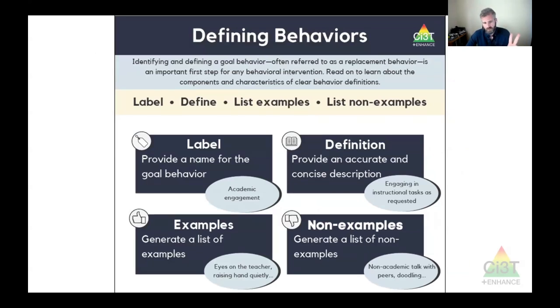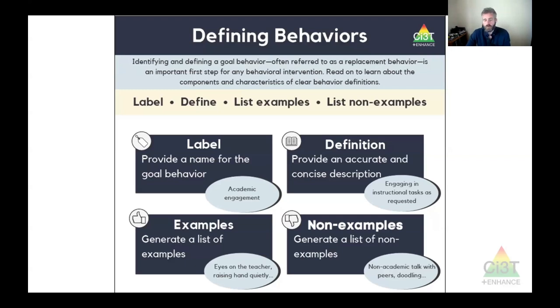We're going to define it very briefly. Academic engagement is engaging in instructional tasks as requested. And you might add on there that it's either passive or active, right? Either one would count as engagement. So the definition is there. It's very simple. Then we're going to give some examples. So what does engagement look like? It might look like eyes on the teacher, raising hand quietly. You might include some definitions of passive engagement, like waiting their turn to participate in an activity, waiting patiently for the next activity to begin.